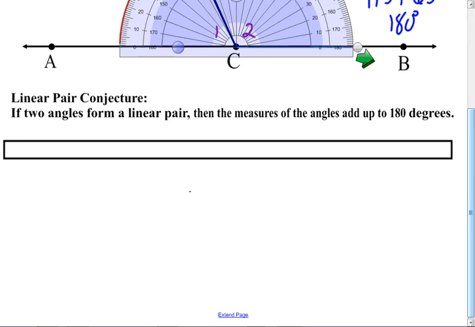So if I have two angles that make up a straight line, like that, that's a linear pair. And what's nice about it, and we're always going to assume that's straight, even though it isn't, is that they add up to 180 degrees.